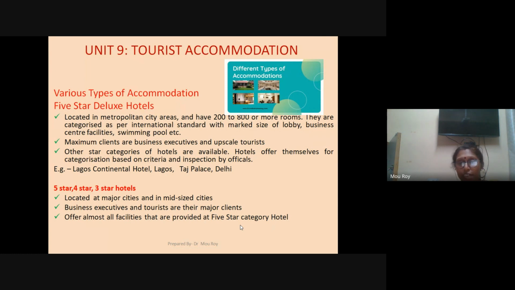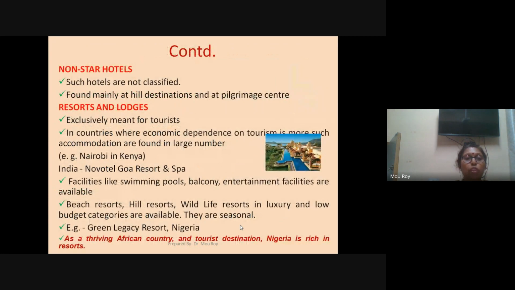Services and facilities that are being rendered to the customers, okay? So we also have non-star hotels. These hotels are not classified. We also have chains of hotels. Now, chains of hotels are not only located in India, they have properties abroad also, globally. Then we have these palaces which were built before 1950, and after that they were converted to hotels. That is the reason they are known as heritage properties.